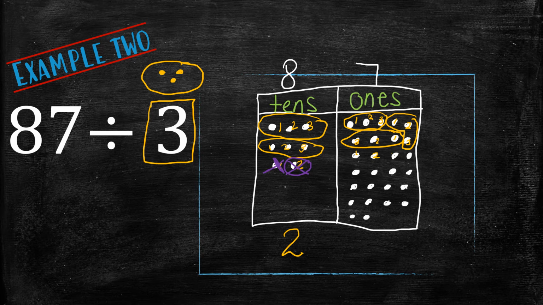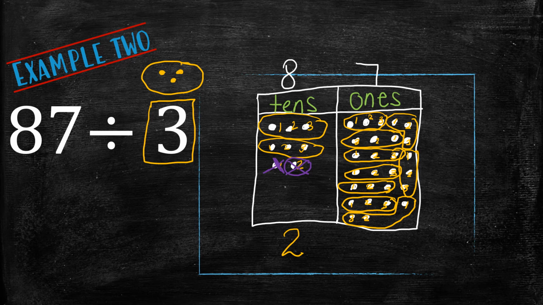1, 2, 3, that's a group. Again, 1, 2, 3, that's a group, and the same again for the next groups. 1, 2, and 3, and that is my last group because I have no more dots left.